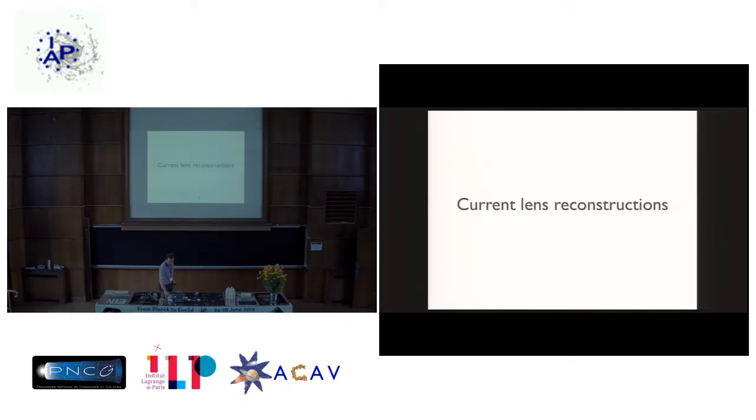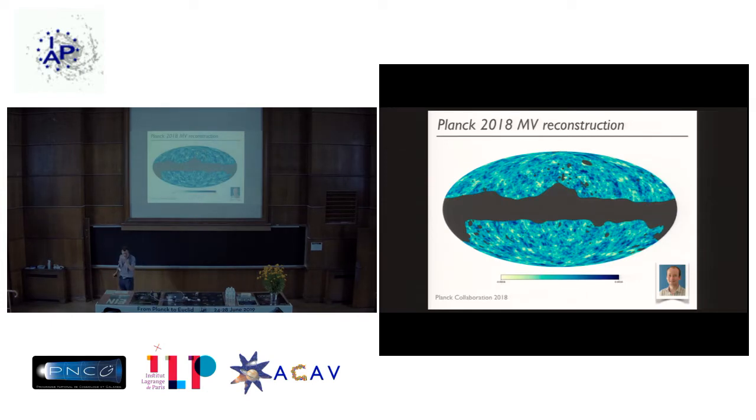Okay, so let me run through some of the current lens reconstructions. This is what we saw this morning: the latest Planck 2018 minimum variance reconstruction, combining temperature and polarization. I should say nearly all of the Planck results I'm going to show were derived by Julien Carron, who's a really exceptional postdoc at Sussex. This is a full sky map, actually 70% of the sky, projecting all the matter in the universe back to last scattering. The Planck reconstruction, as I showed earlier, is actually dominated by temperature.